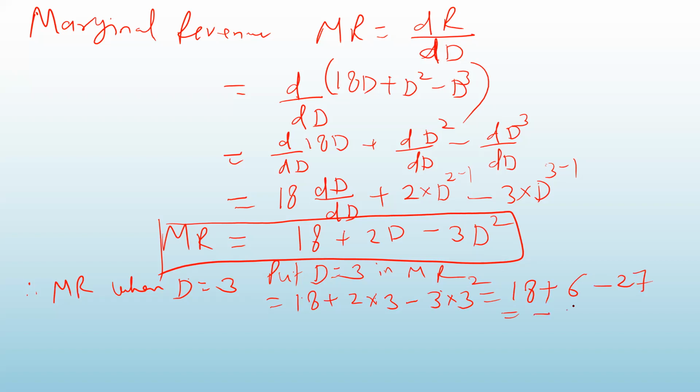So this answer is coming in negative. It can come in negative, no problem. So the marginal revenue when d is equal to 3 is coming as minus 3. It can come in negative, no issues.